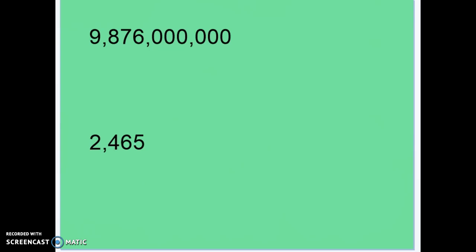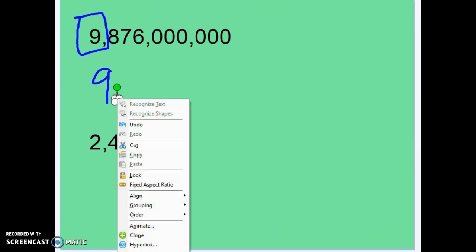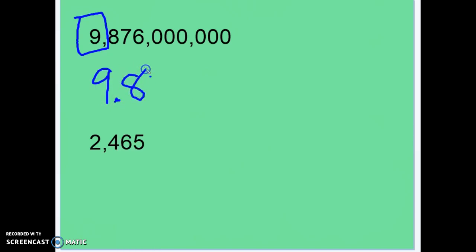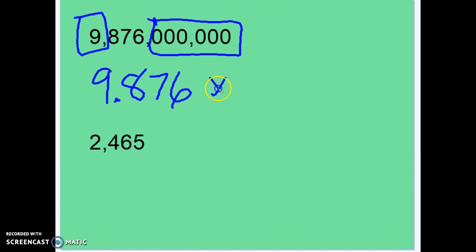Now we're going to look at, here's my number in standard form. Now let's write it in scientific notation. So remember, scientific notation only allows you to have 1 digit to the left of the decimal. So you're going to take your 1 digit, which is 9. Everything else is going to be after the decimal. So I'm going to put my decimal right after the 9, and then I'm going to have 876. If everything else is zeros, I do not need to write those, but I do need to account for those in scientific notation. So it's always times 10 to some power.